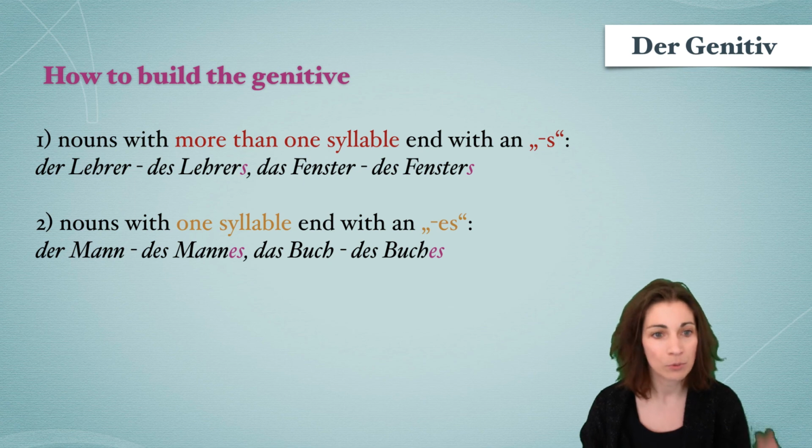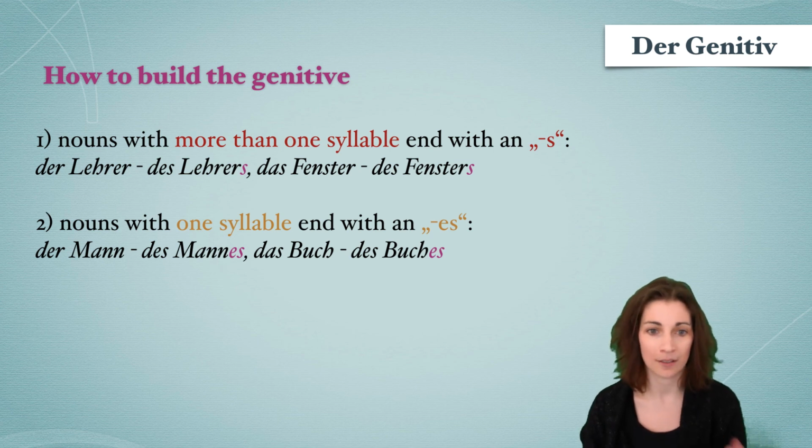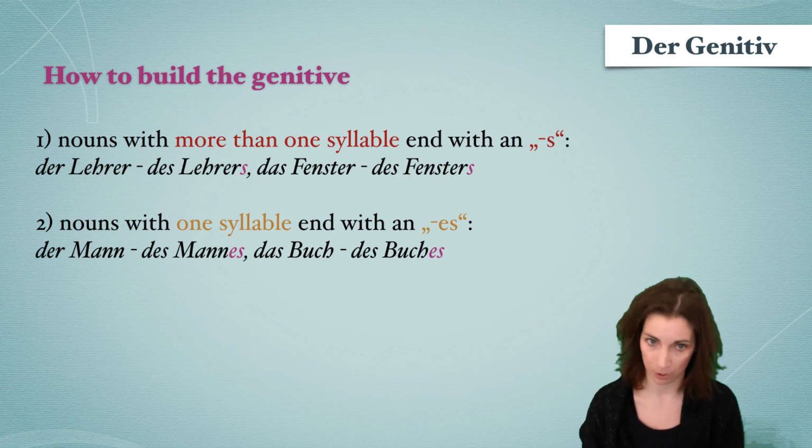Then we have nouns with only one syllable. Der Mann, for example, the man. Then we have to add ES. Des Mannes, or das Buch, only one syllable. Des Buches, das Buch means the book. Des Buches, the book's. So this is always a possession or an origin, don't forget.